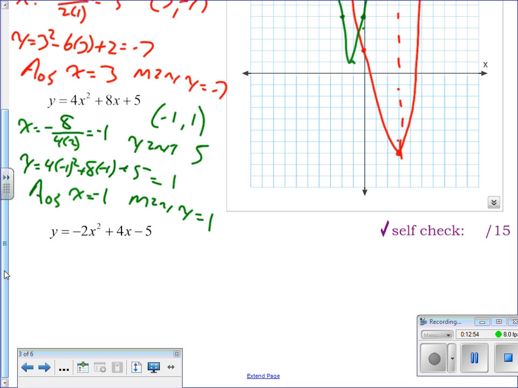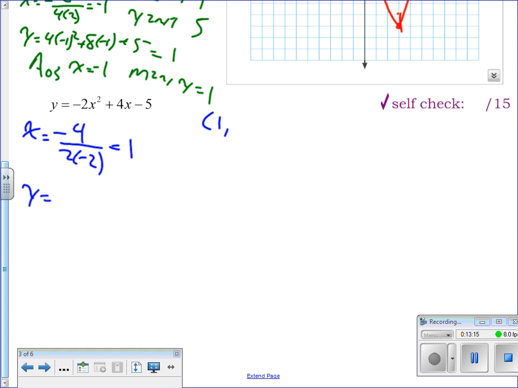Last one, same idea. X equals minus b over 2 times a. Negative 4 over 2 times negative 2, which is 1. Makes it easy. So the x-coordinate of my vertex is 1. My y-coordinate is negative 2 times 1 squared plus 4 times 1 minus 5. Negative 2 plus 4 is 2. 2 minus 5 is negative 3. So my y-coordinate is negative 3.